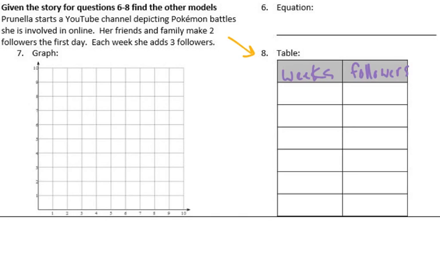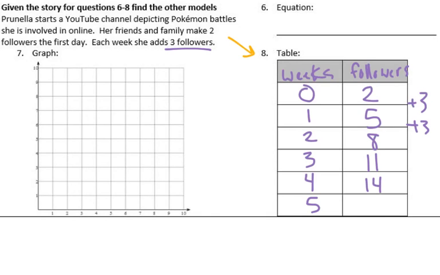So how many did she start out with? Well, before she really got it going, she had 2 followers that apparently make up her friends and family. Now, each week after, how many followers are adding to that? 3. So we're adding 3 each week. So it would be 5, 8, 11, 14, and 17. Okay? So for every 1 week, we get those 3 followers.